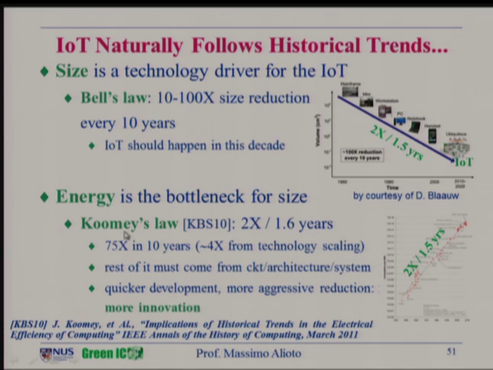And if we look at energy, Koomey's law, which is pretty recent, basically says that every 1.5 years, at least historically, we have improved the energy efficiency by 2x, which means 75x in 10 years. Well, voltage scaling and technology scaling permit a 4x every 10 years. So the rest of it has to come from innovation. So for IoT nodes, we need lots of innovation.